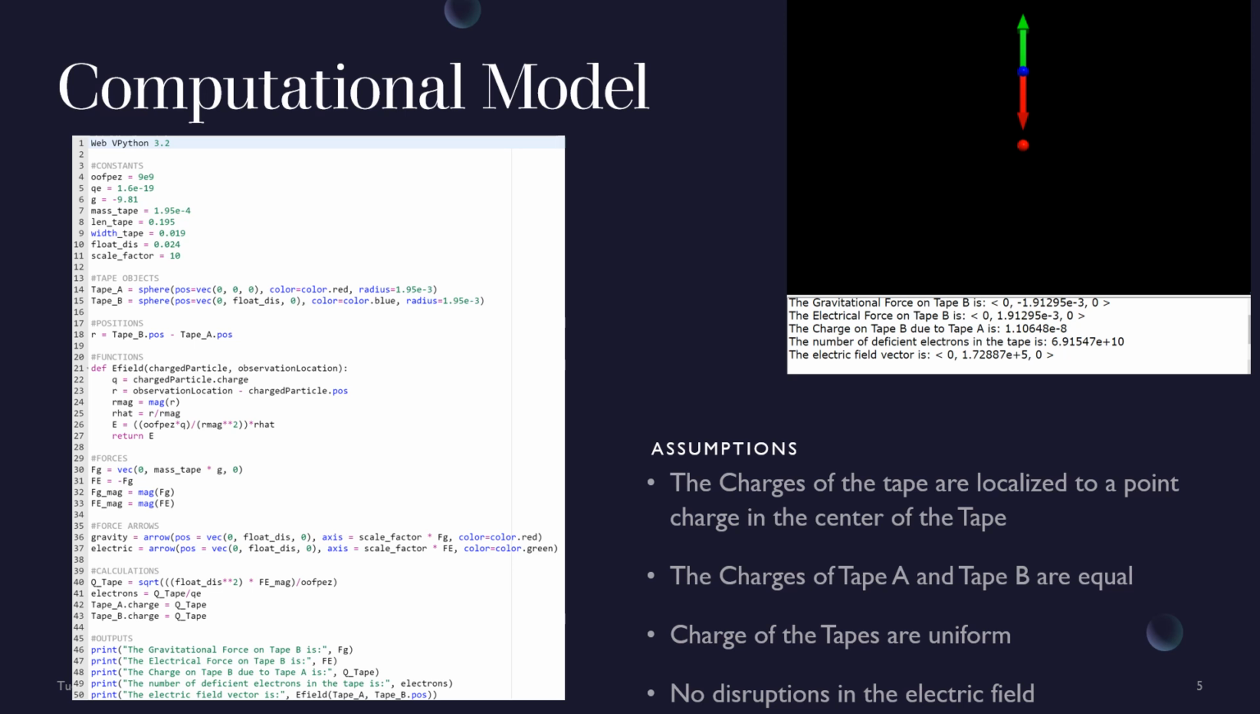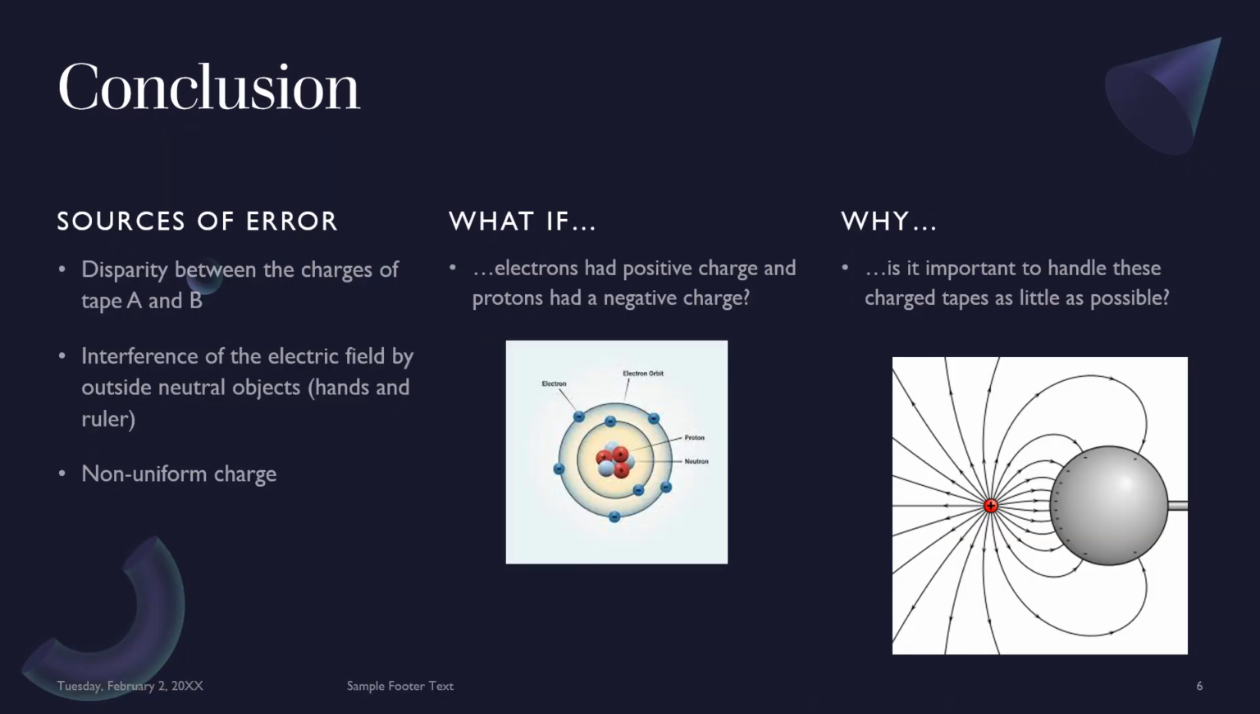These values might be a little different from the values we calculated through the experiment, and this is because of the assumptions that we made. We assume that the charges on the tape are localized to a single point charge in the center of the tape, that the charges of tape A and B are equal, that the charge on the tape is uniform, and that there are no disruptions in the electric field. All of these might not actually be true, and this leads us to some sources of error.